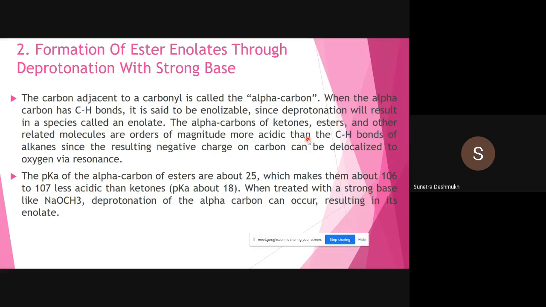Next one, formation of ester enolate through deprotonation, the first step of the reaction. The carbon atom adjacent to the carbonyl group is called the alpha carbon atom, that you know. When the alpha carbon has C-H bonds, it is said to be enolizable. So we do take here the enolizable ester.